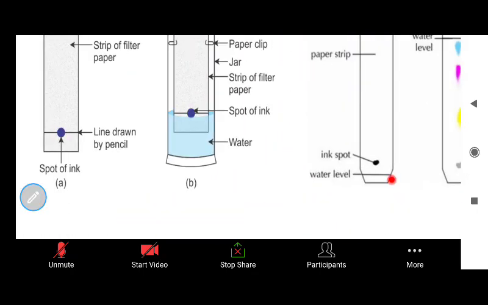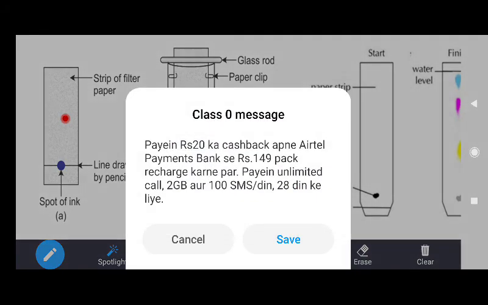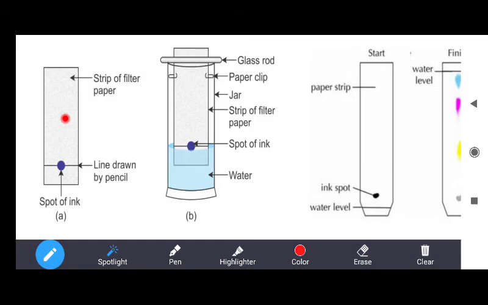I will show you the diagram of paper chromatography. In paper chromatography, you have to take a chromatograph paper. It is actually a Whatman filter paper, which is also used for chromatography. You have to place a spot of ink on it, and draw a line by pencil for determining the Rf value. Rf is the retardation factor.